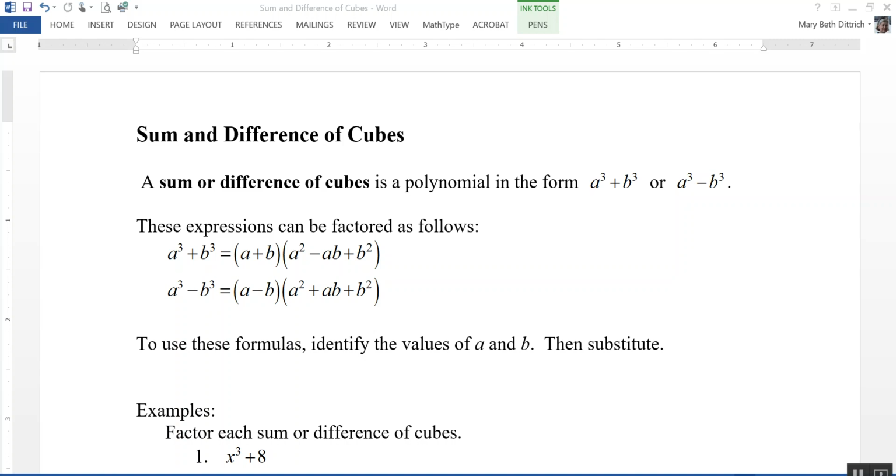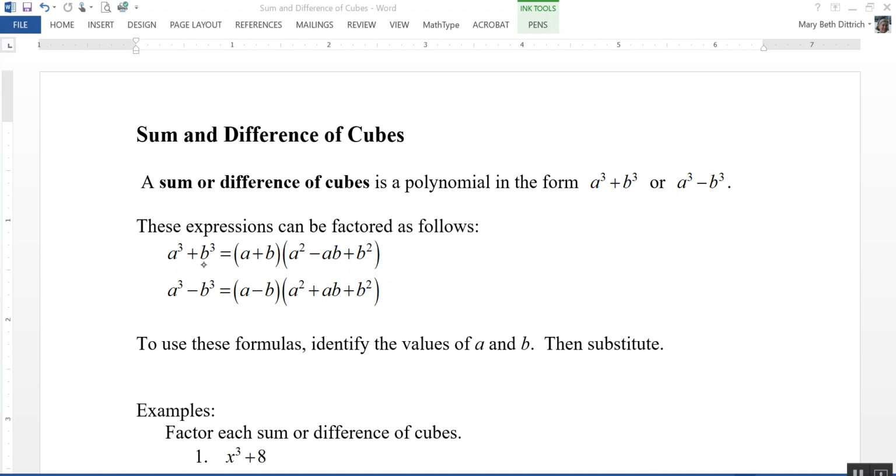This video is on the sum and difference of cubes. A sum or difference of cubes is a polynomial in the form a cubed plus b cubed or a cubed minus b cubed. These expressions can be factored as follows.